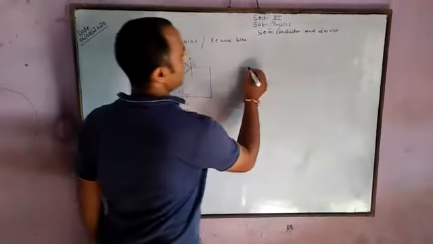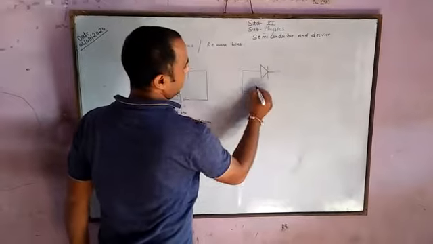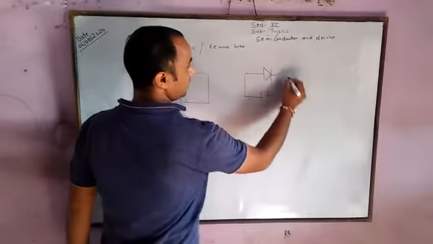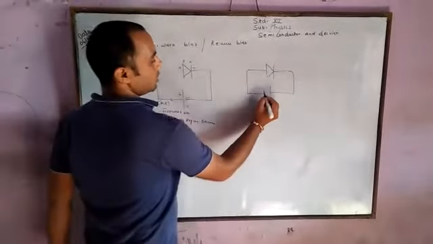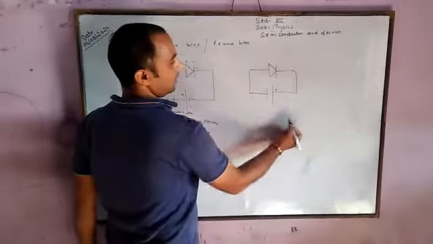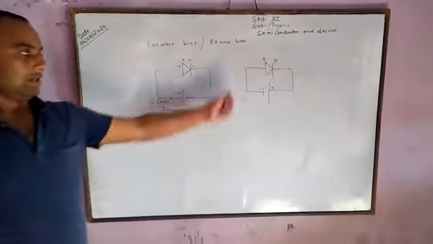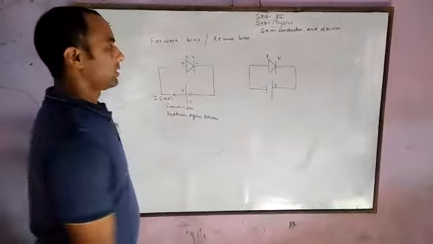Now reverse bias. If this is a PN junction diode and a battery is connected in such a pattern, this is an external battery source, with this the negative terminal and this the positive terminal, this is for P and this is N. If the P type crystal is connected to the negative terminal of the battery, then this is called reverse bias.